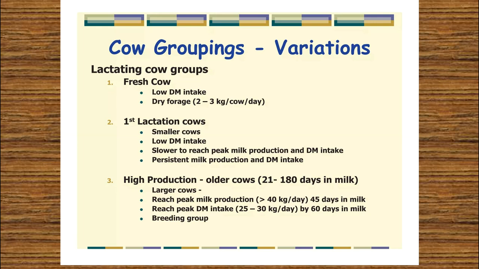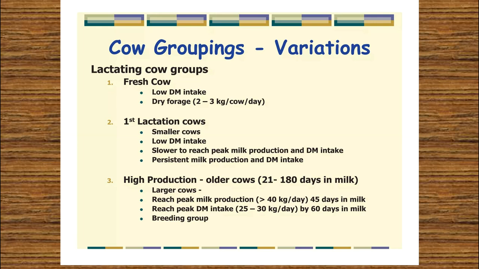Then there will be persistent milk production and dry matter intake. So some cows are very high yielders, or sometimes the older cows. In terms of milk yield, that's all, 21 to 180 days in milk. Then these are little larger or bigger cows. They reach peak milk production of more than 40 kg per day by 45 days in milk and reach peak dry matter intake, that's 25 to 30 kg per day, by 60 days in milk.